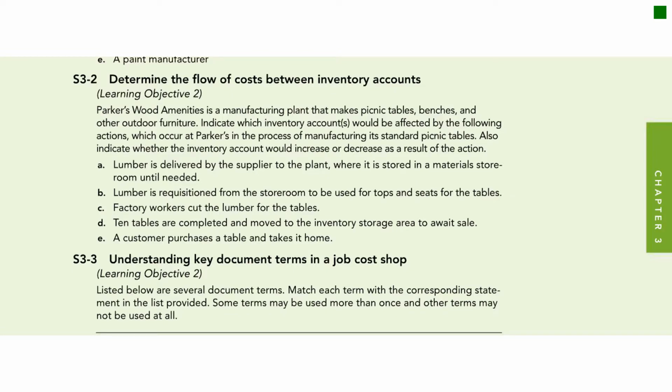Okay, so in this illustration, this is short exercise 3-2, and we're going to look at the cost flows between inventory counts for the following example. It says Parker's Wood Amenities is a manufacturing plant. They make picnic tables, benches, and outdoor furniture. They want us to indicate which inventory accounts would be affected by the following actions, which occur at Parker's in the process of making its picnic tables. Also, they want to know whether the inventory count would either be increasing or decreasing as a result.